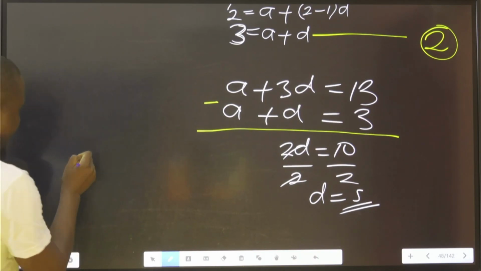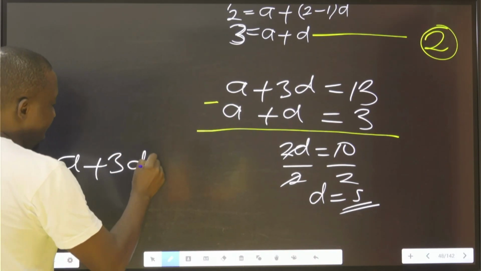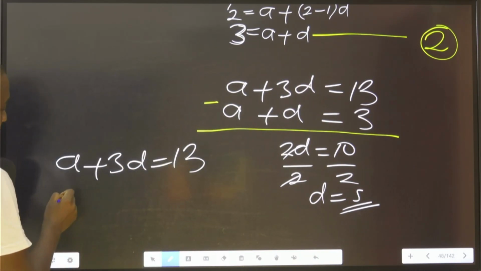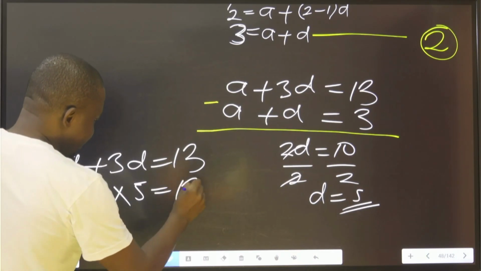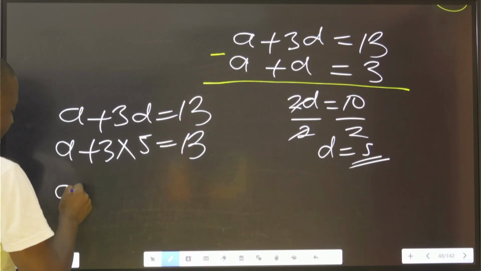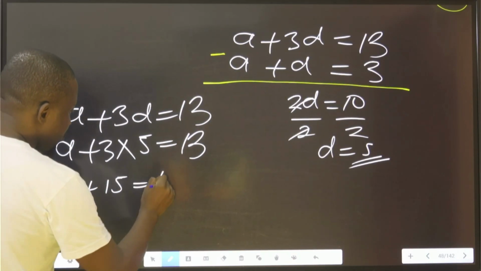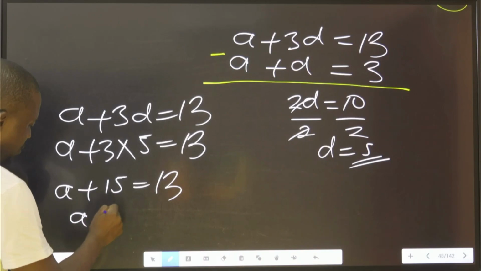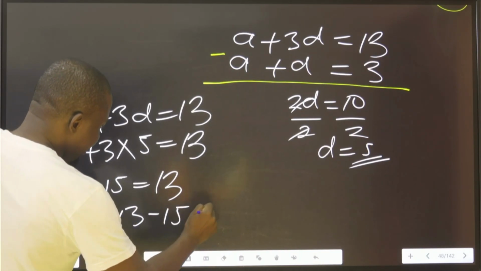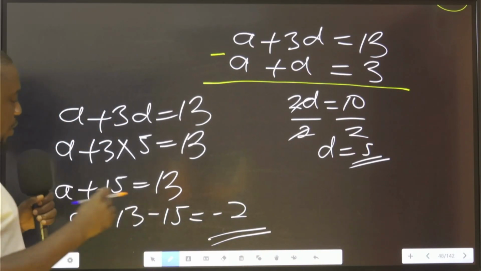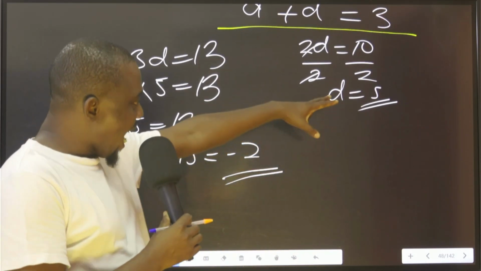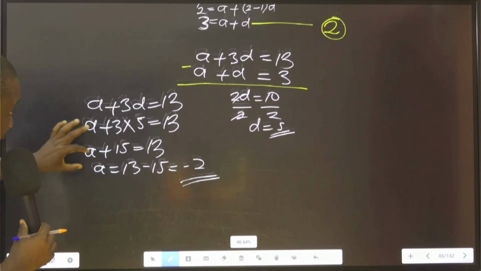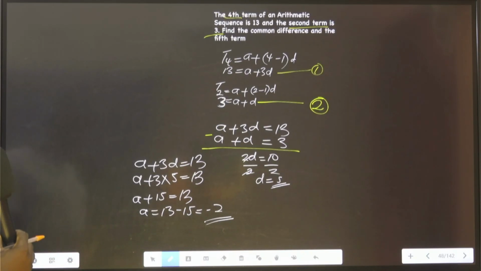Now that I have 5 for d, I want to substitute it into equation 1. That is to say a plus 3d equals 13. a plus 3 multiplied by 5 equals 13. a plus 15 equals 13. And move this to this side. a equals 13 minus 15, which equals minus 2. As you can see, we have a now as minus 2 and d as 5 from the question given to us. But that is not the end.